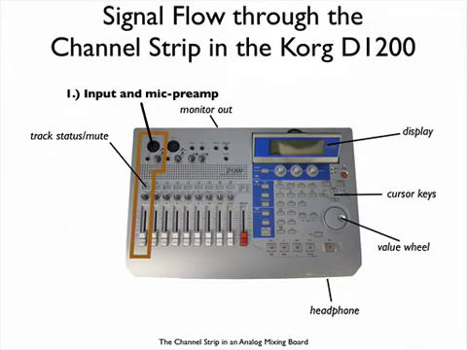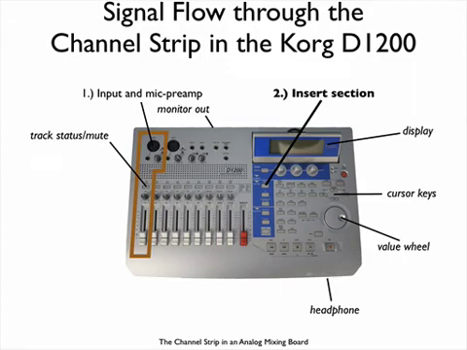Here is the input and mic preamp section, including a trim knob to bring the input signal up to line level. Once the track is armed, using the track status mute button, the trim knob can be adjusted to an appropriate level by monitoring the output via speaker or headphone, and by watching the signal strength meter in the display window. The insert section of the Korg allows for digital effects to be applied to the audio signal, and this modified signal is then sent back to the channel.